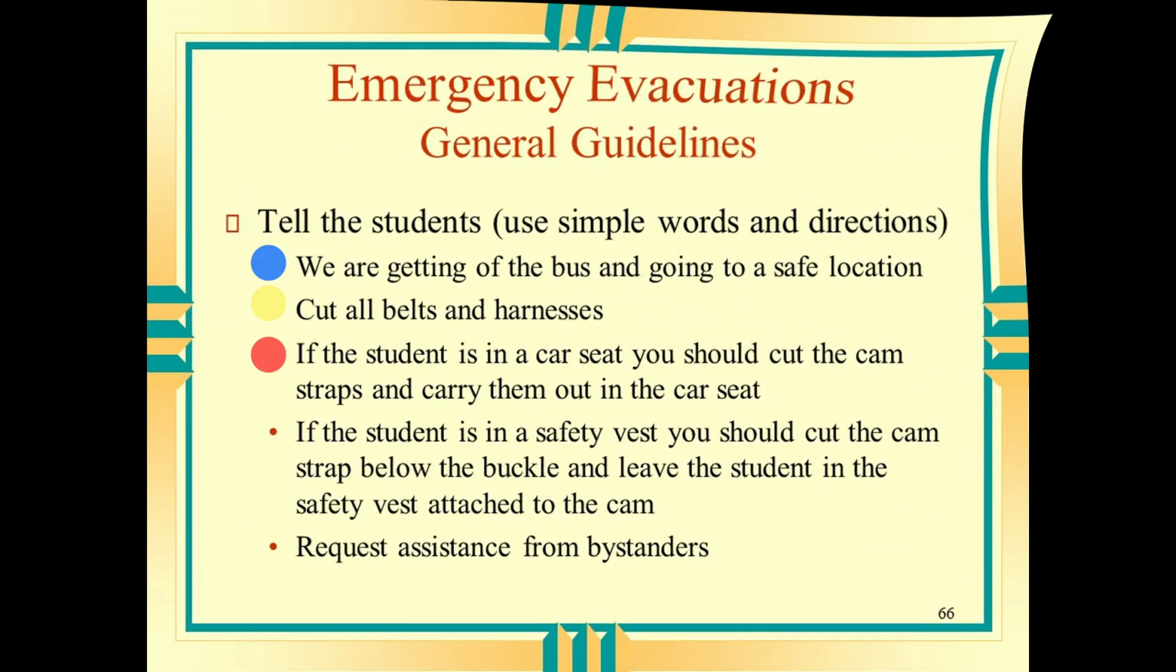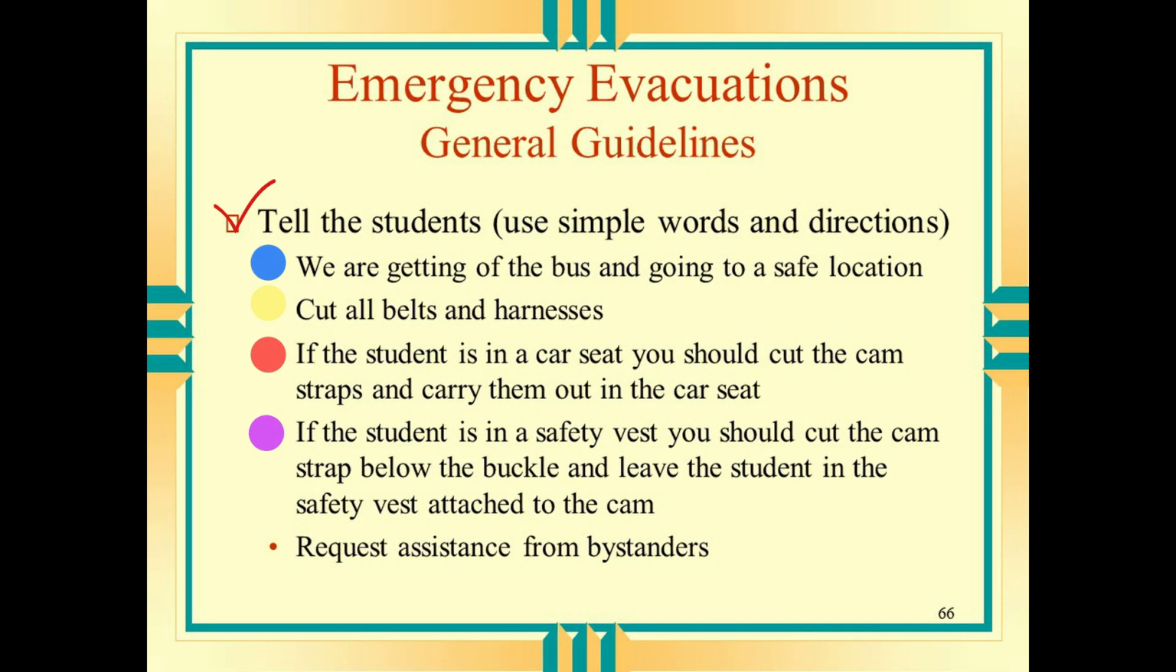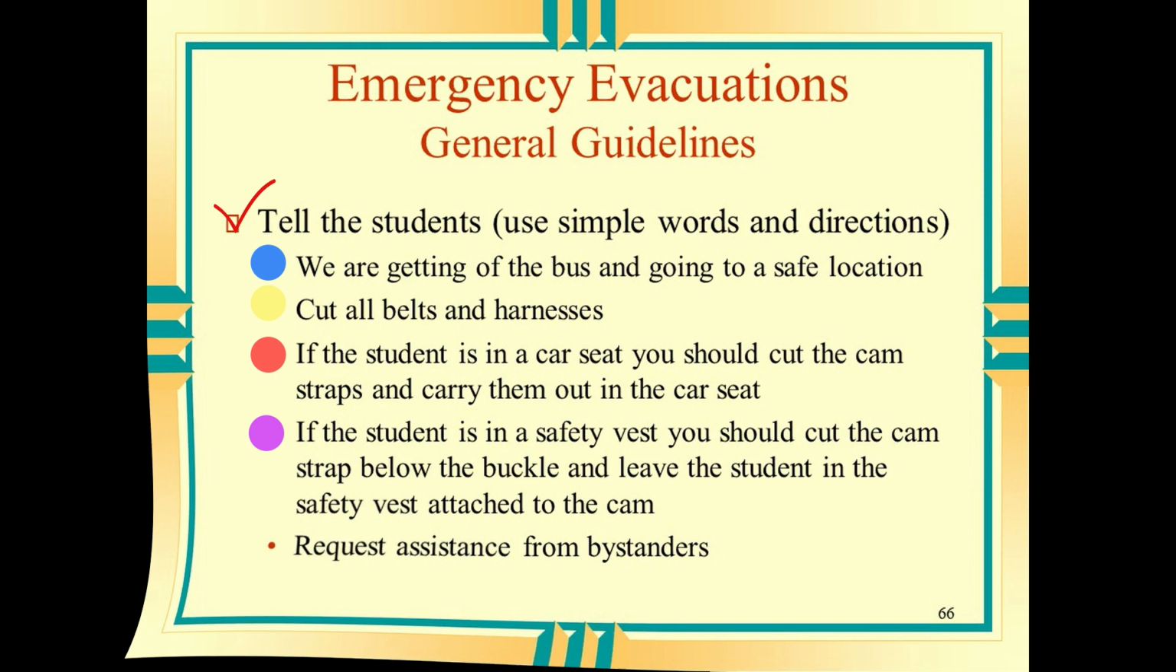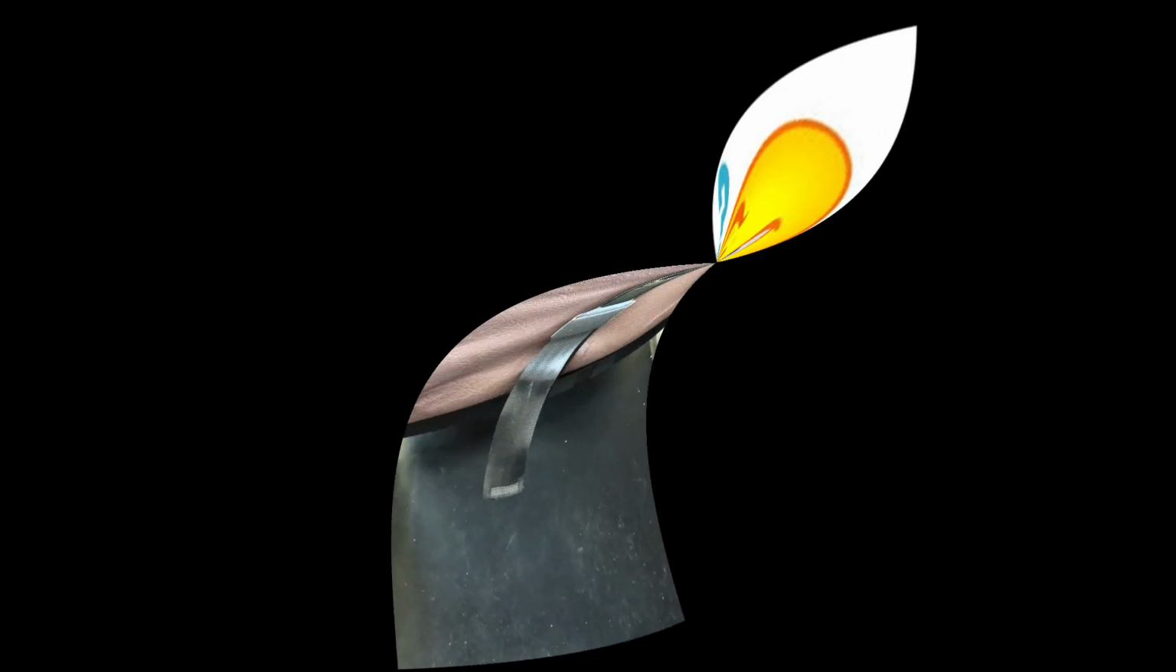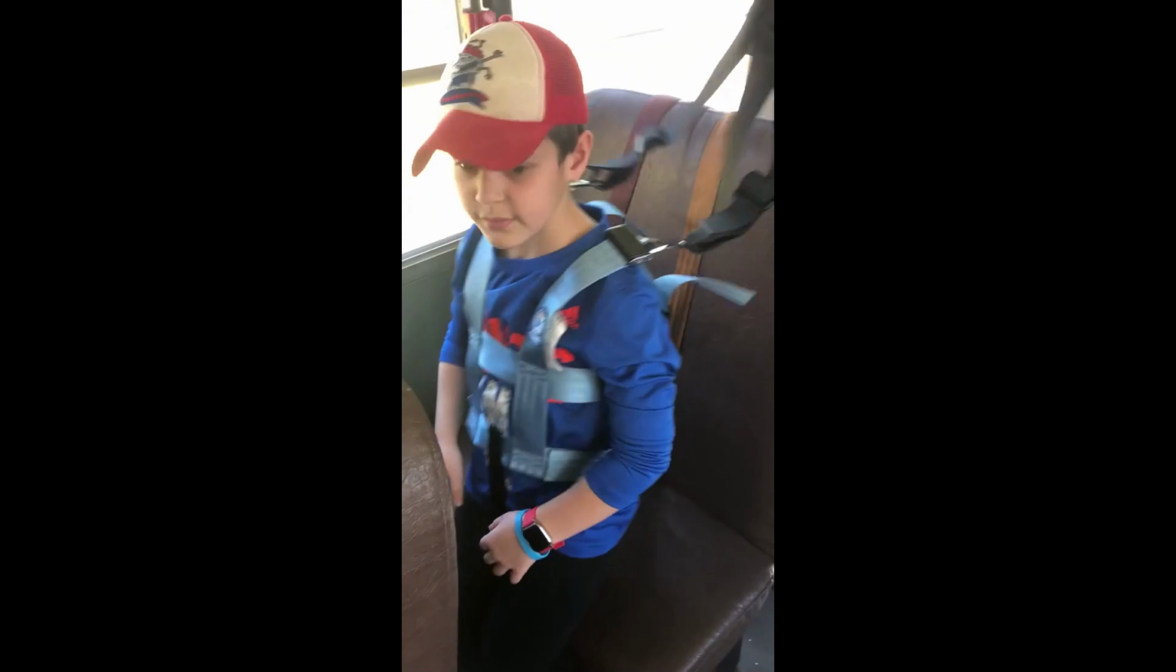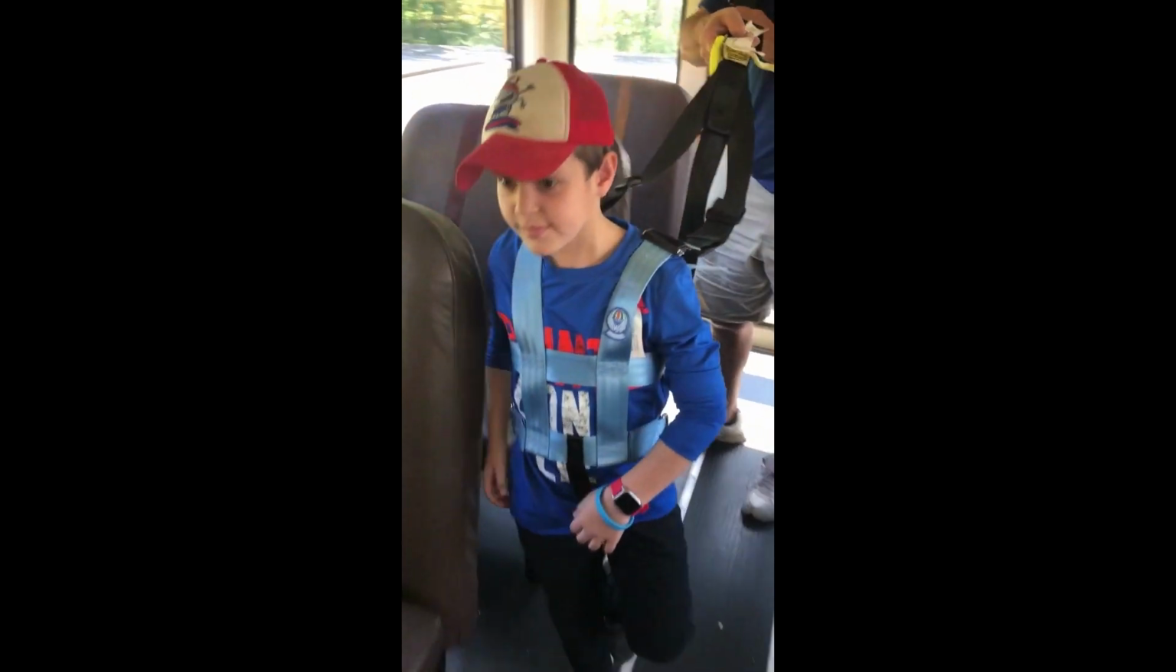If the student is in a safety vest, you should cut the cam strap below the buckle and leave the student in the safety vest attached to the cam. Let's see what that looks like. Cut the cam below the buckle, then the student can stand up. While holding onto the buckle, the student can be walked off the bus.